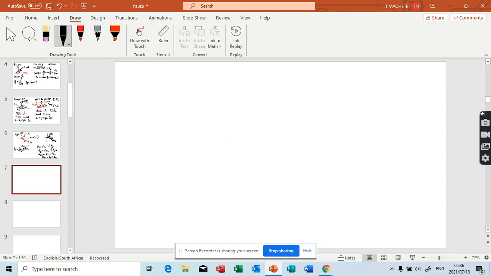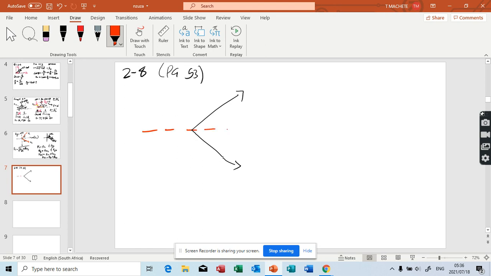Example 2.8. Do you see that example 2.8 on page 53? Okay. And then you're given, I'm not going to draw the Cartesian plane, I'm just going to write this. Let me just use a different color and do this.